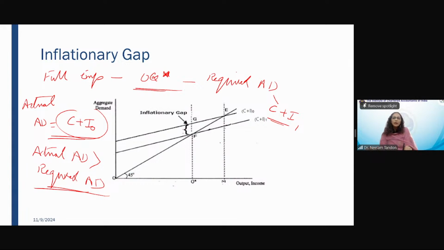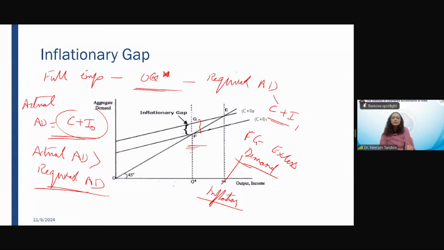Since households are demanding more, corporates are producing less. So what will corporates do in that case? And the resources are optimally utilized. So this FG is excess demand. Because of this excess demand, it will lead to inflation in the economy, because production is less and aggregate demand is more.